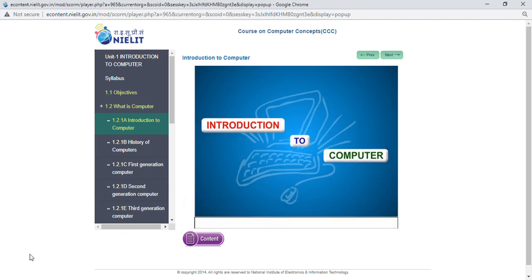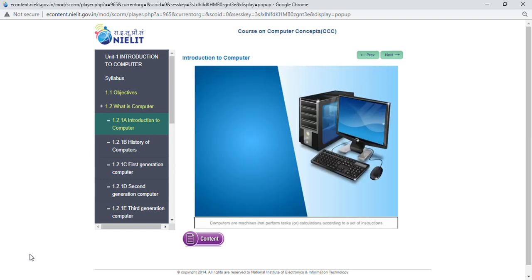Introduction to Computer. Computers are machines that perform tasks or calculations according to a set of instructions.